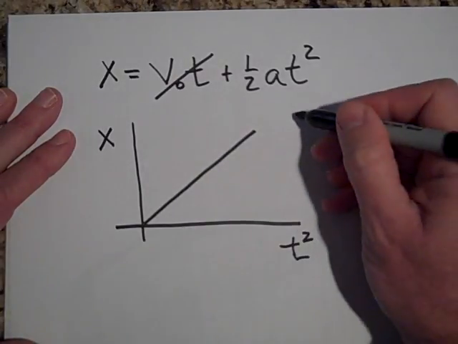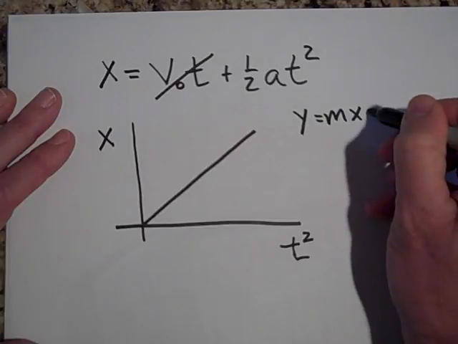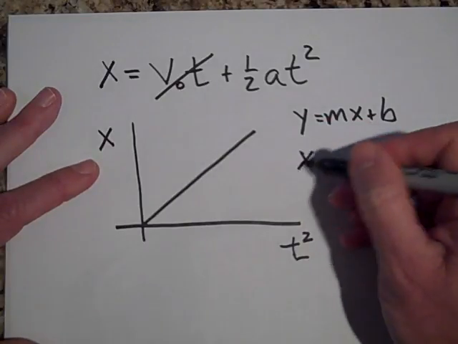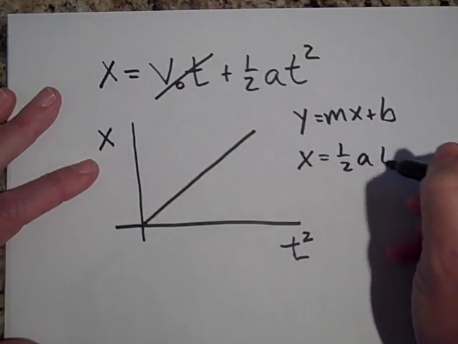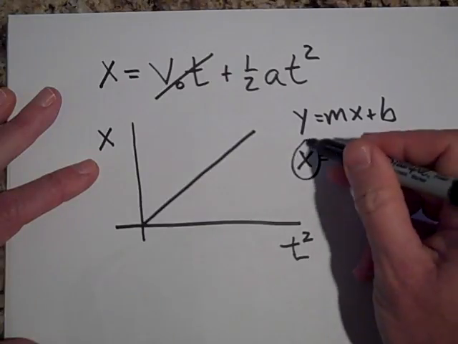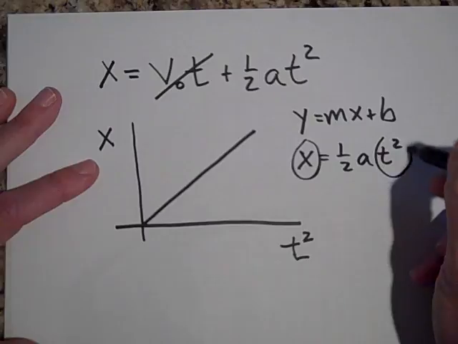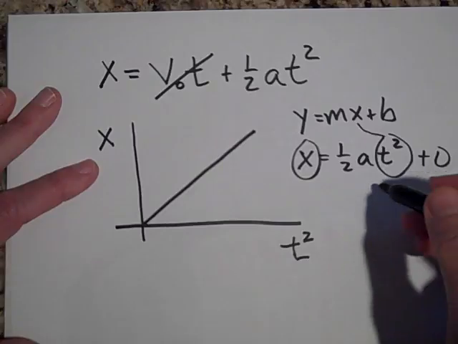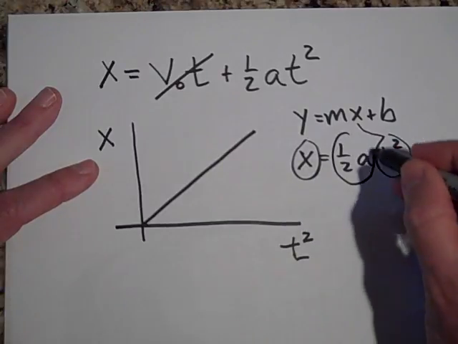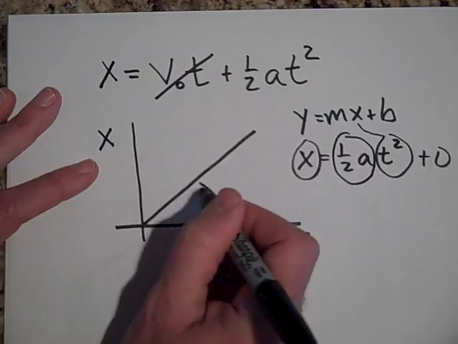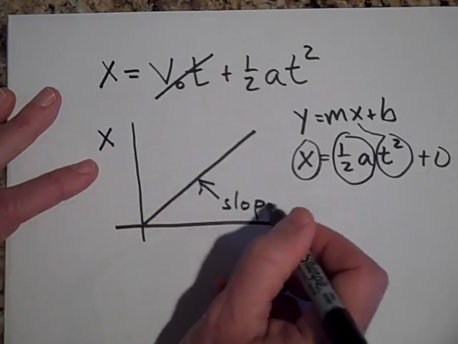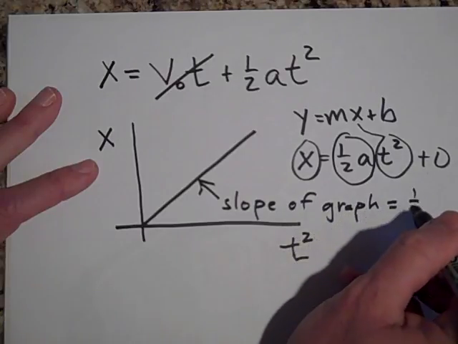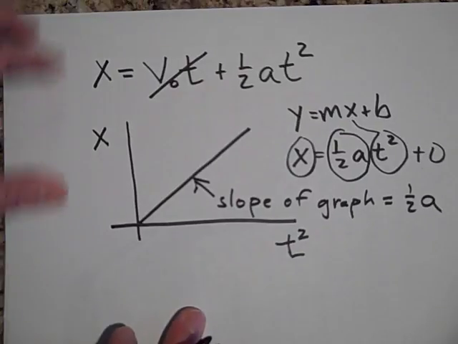And so let's see, if y equals mx plus b, and you have this equation, x equals 1/2 a t squared. You see how this is y? And you see how this is x? This is the x. There is no b. This is plus 0. So b is 0. And so this is the slope. So the slope of your graph is 1/2 a. So the slope of the graph is not equal to a. It equals 1/2 a. Let's try another one.